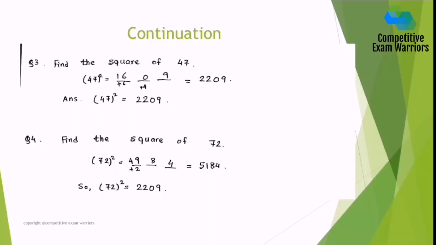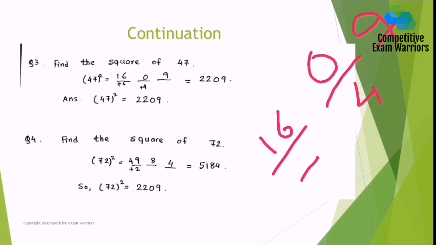Next one, find the square of 47. So make 3 places over here as usual. 7 square is 49, so keep 9 over here, carry forward 4. Next 4 square is 16, keep 16 over here. Now 4 times 7 is 28, times 2 is 56, and the carry was 4, so it makes 60. Put 0 over here and carry forward 6. So the answer will be 2209 as mentioned over here.